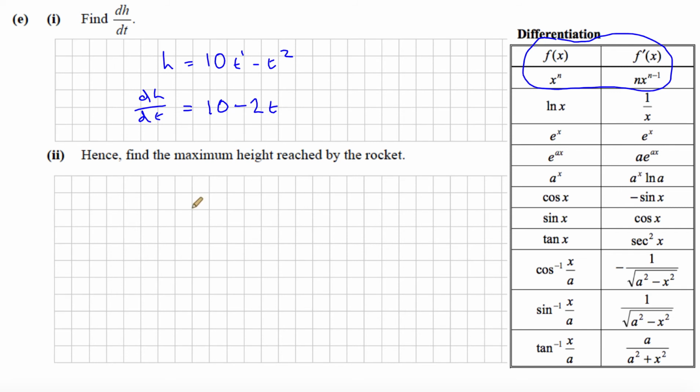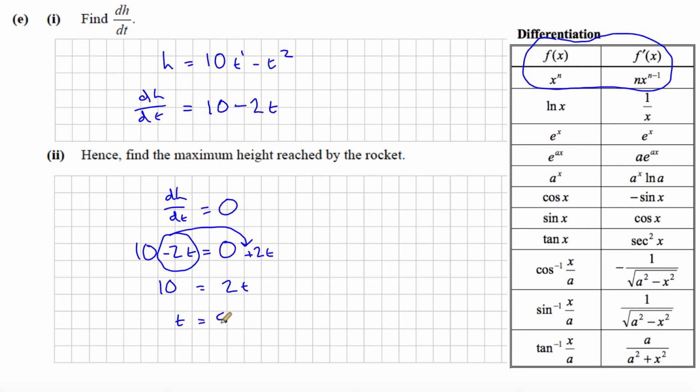Part 2 then says hence, so using this, find the maximum height reached by the rocket. Okay, well the maximum height is when dh/dt is equal to 0. So in other words, if 10 minus 2t is 0, what's the value of t? At what time does this happen? So if we bring this minus 2t over here, it becomes positive. So you get 10 is equal to 2t. So that means that t is equal to 5.